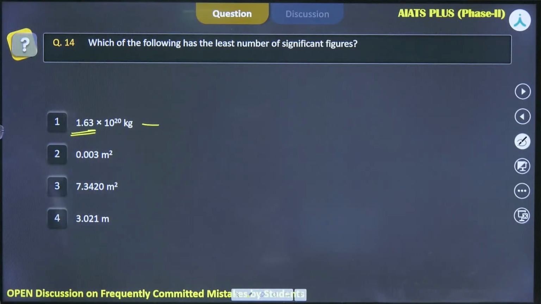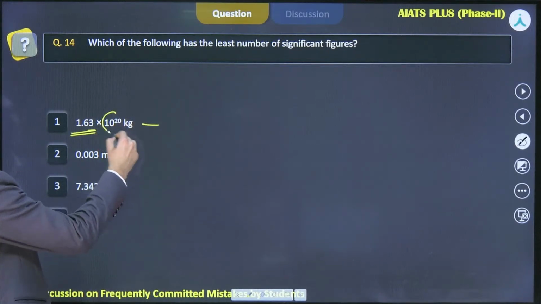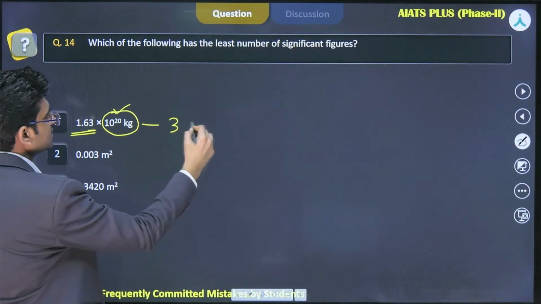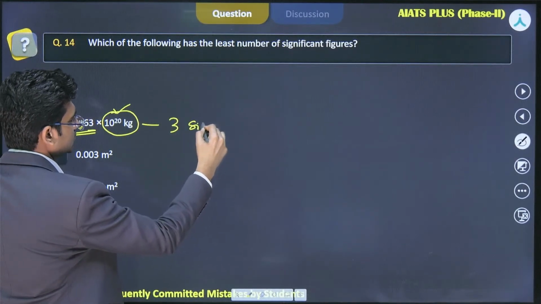How many significant figures are there? Will the power of 10 be significant? No. Power of 10 will not be significant. Okay, so this number contains 3 non-zero digits, that's why these all are significant figures.